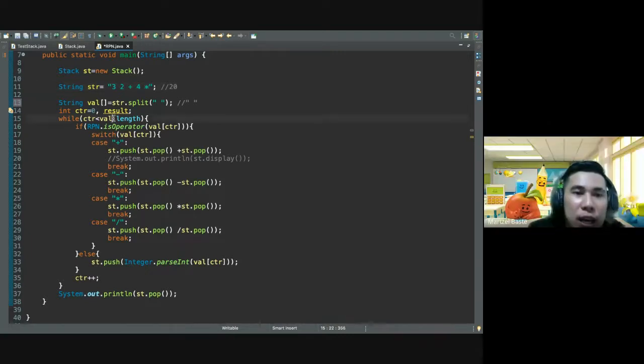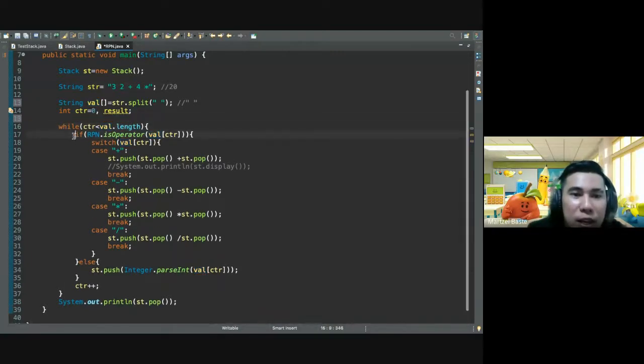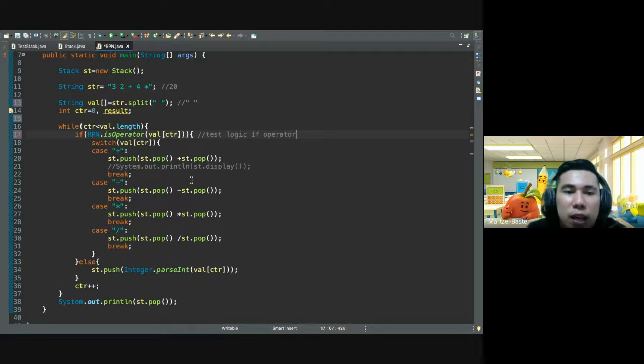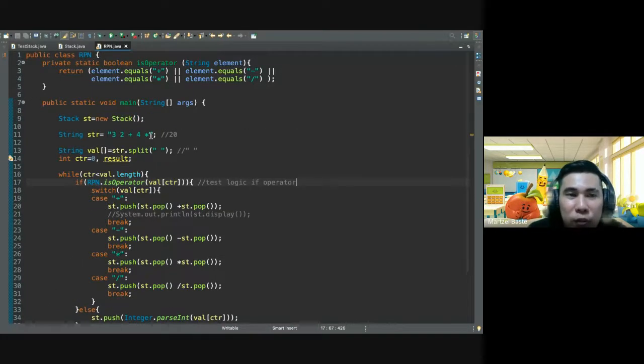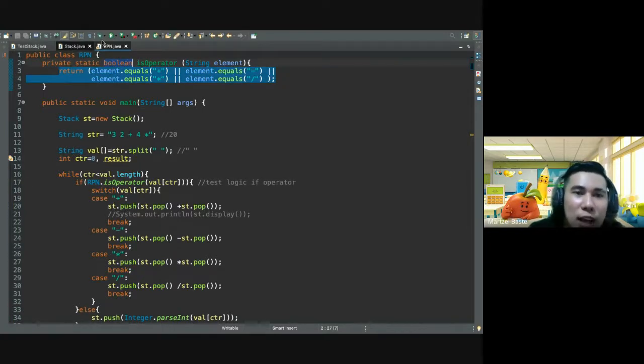Okay, good. And then you have here the loop. In our loop, this one is tested. So the test logic here is whether the operator used is an operator, or the test logic is the if operator. So how do you know it's an operator? We just call the isOperator method, which is this one. It's just a boolean. We could put it here in the stack, but of course it's not related to the stack.